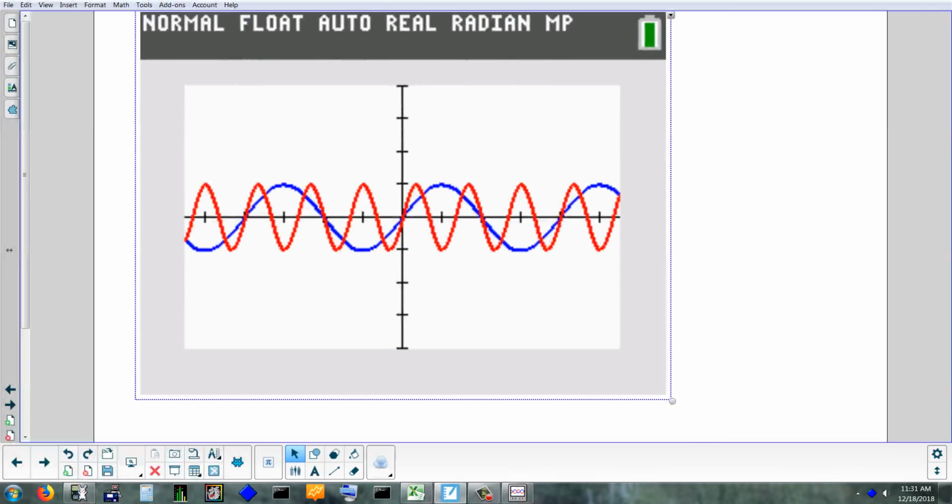Yeah. So if you look at it carefully, I put in a 3. Look at just this section right there. That's one cycle of the blue graph. It goes up, goes down, back up. How many times is the red graph going up, down, and back up in that box? 3 times. So the red graph is cycling 3 times as fast as the blue graph.